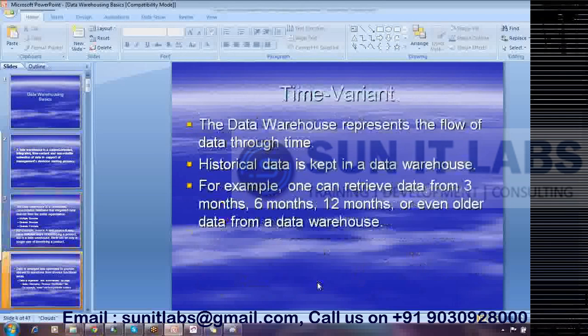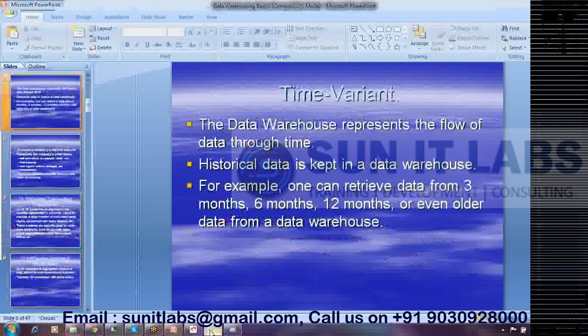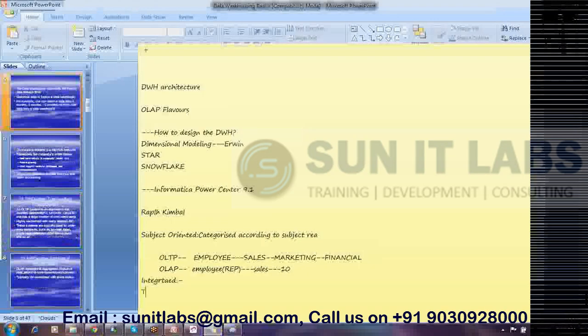The next thing is the time-variant system. We already understand that a data warehouse stores historical data. Your OLTP system does not have historical data, but the data warehouse will. Historical data means it will have information about the data for different years.